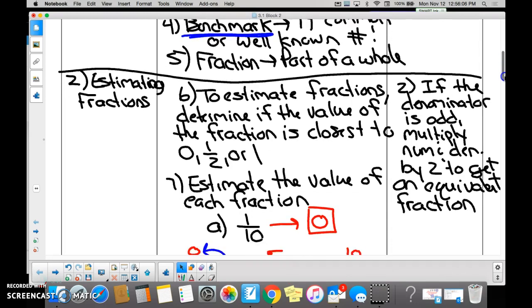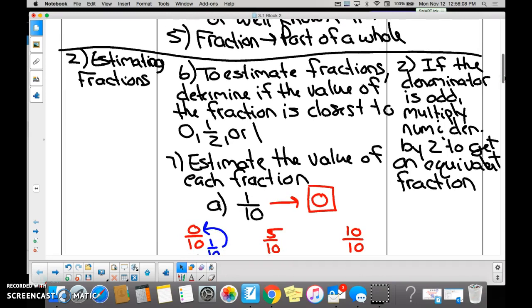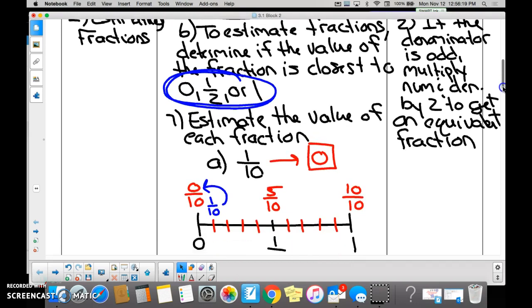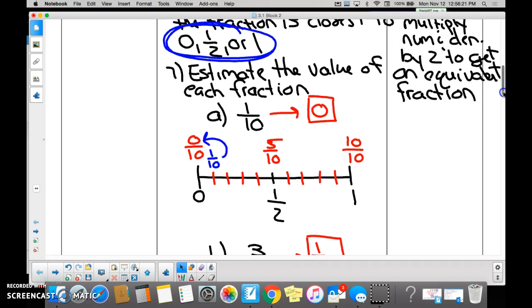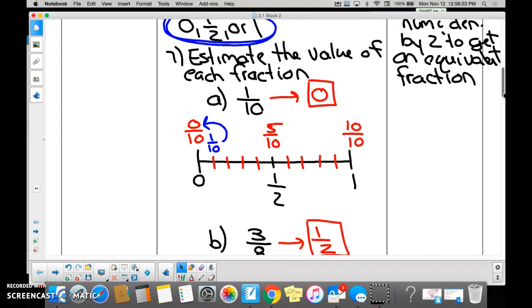All right, and when you estimate fractions, there are 3 answers. The 3 answers are 0, 1/2, or 1. Not even basically. There are 3 answers. It's 0, 1/2, or 1. So when you estimate fractions, you're going to come up with one of 3 answers. And in order to estimate fractions, we use number lines.